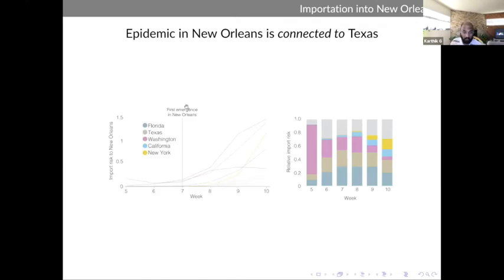So we estimate that the introduction happened on February 11th, which is week 7. And when you look at the travel risk, the risk of importing the virus from a certain location, Texas ranks among the top 2 places as posing a risk to New Orleans. This is in line with what we see in genomic data, showing that the epidemic in New Orleans is most likely from Texas.